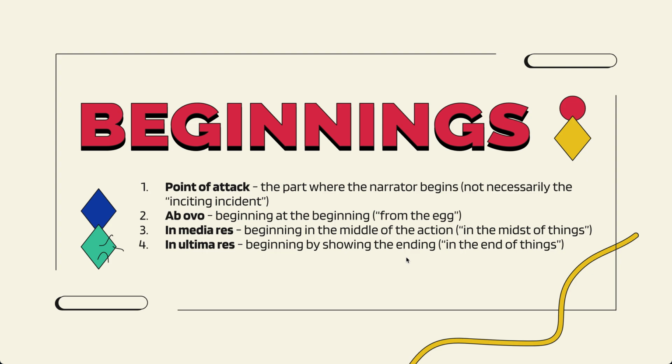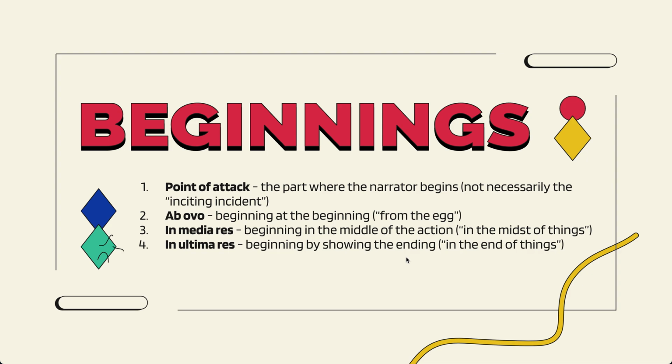Some stories begin where things are already dramatic, where the characters are in the middle of a fight, in the middle of something big, and we drop the reader right into the middle of that fray. So ab ovo is you're beginning maybe at the status quo, and then the drama happens later. In media res is you are throwing them into the thick of things. In ultima res is more rare, but you do see it. You begin at the end.